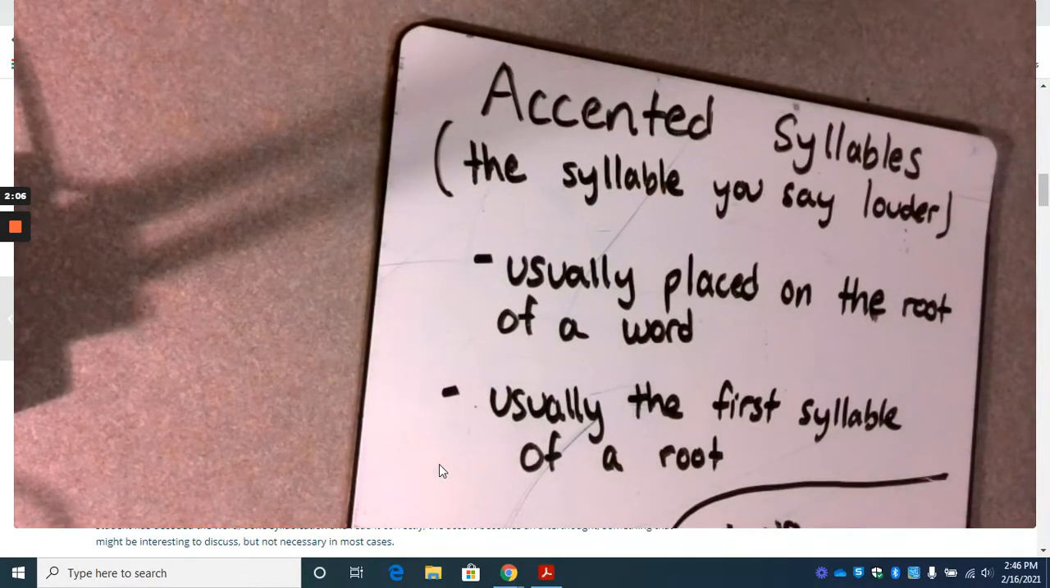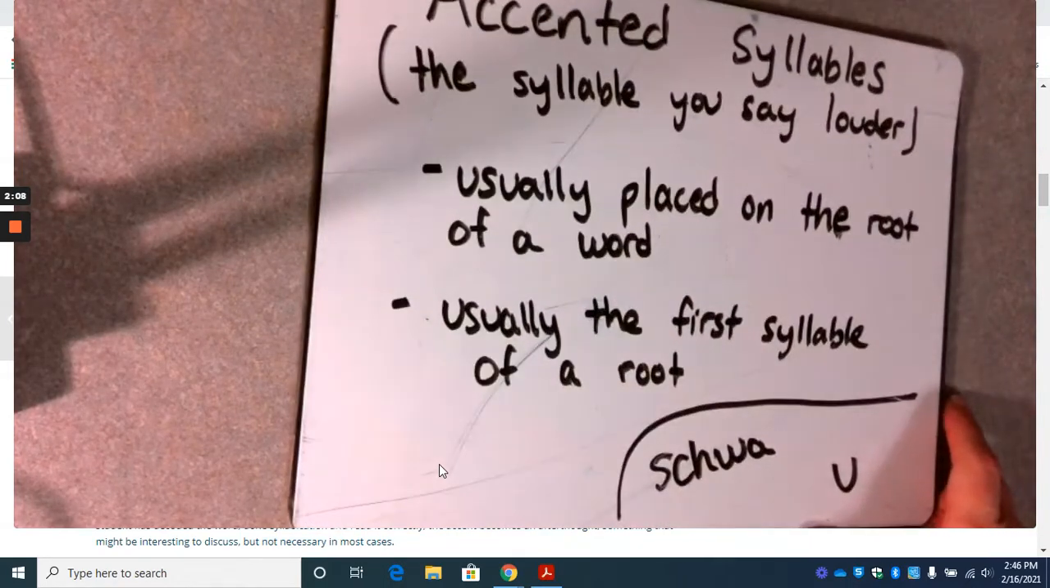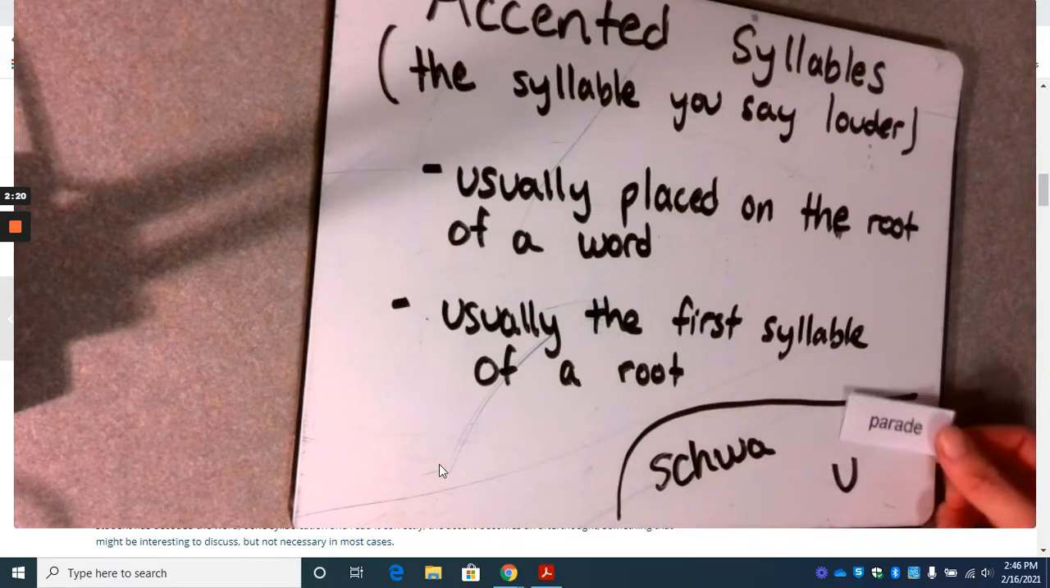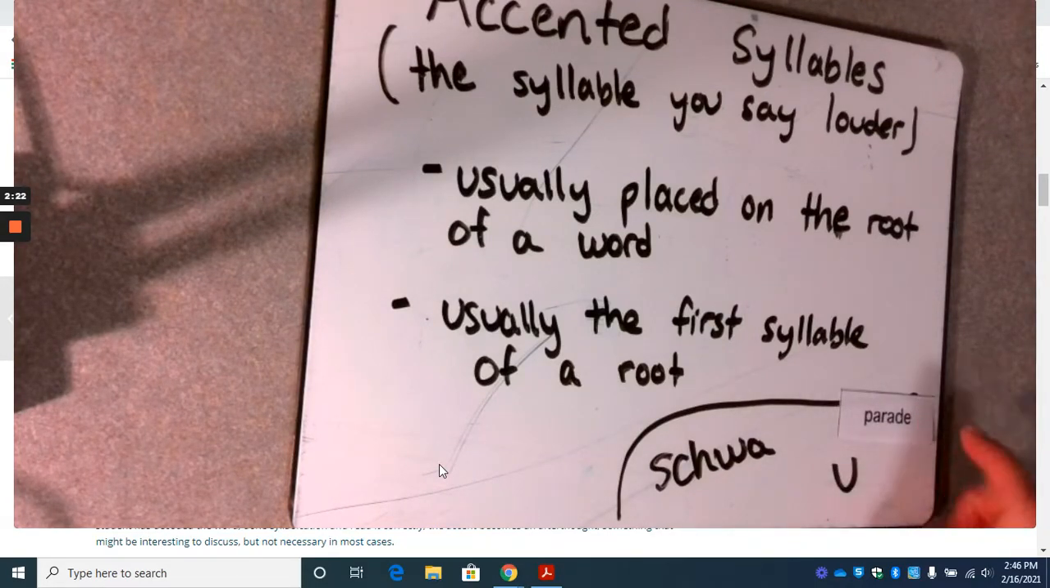Oftentimes when you're hearing schwa sounds, that might indicate it could be a Greek or Latin element at play there. Typically, we also don't accent R-controlled syllables either. When we take a look at the word parade, notice how that first syllable is an R-controlled syllable right there. And then our second syllable is our accented syllable, the one we say louder.